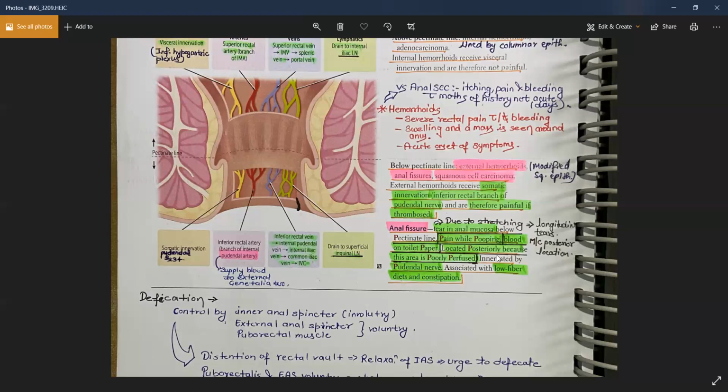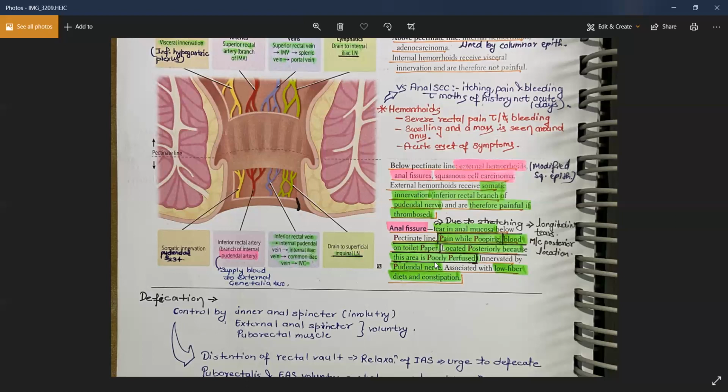This posterior location is very poorly perfused. Why does this happen? Because of the stretching, because of the straining. It is generally seen in old age patients or patients with a history of constipation. They need to strain more, they need to increase more pressure, and that's why it can lead to longitudinal tears. Very important, the longitudinal tears happen most commonly in the posterior location because it is very poorly perfused.